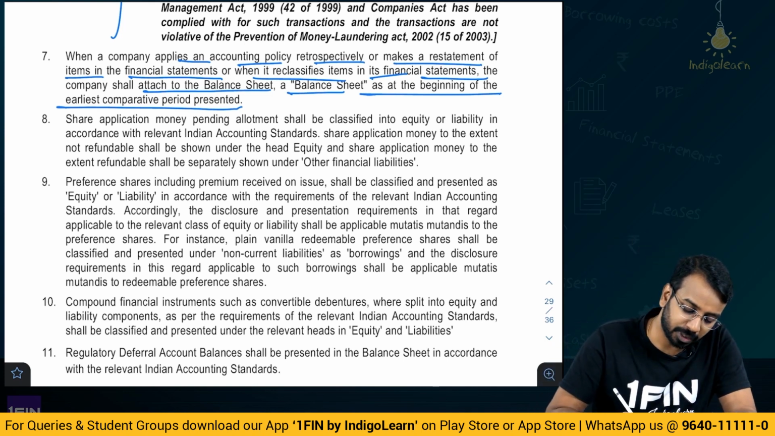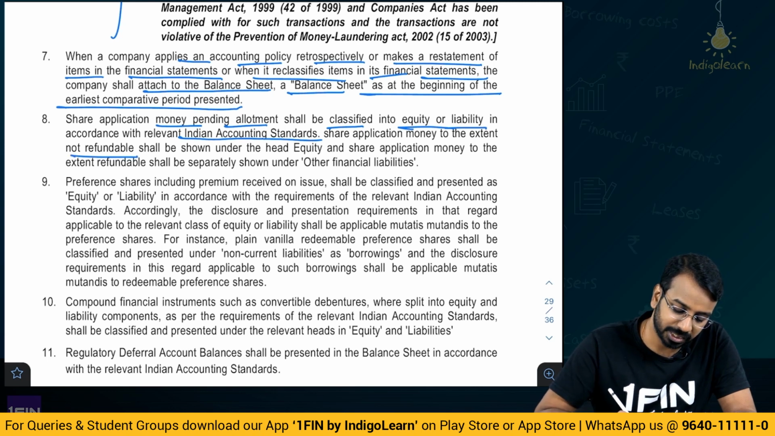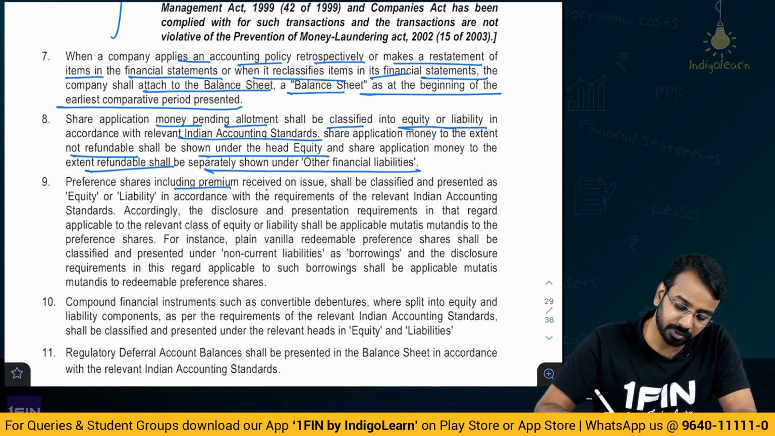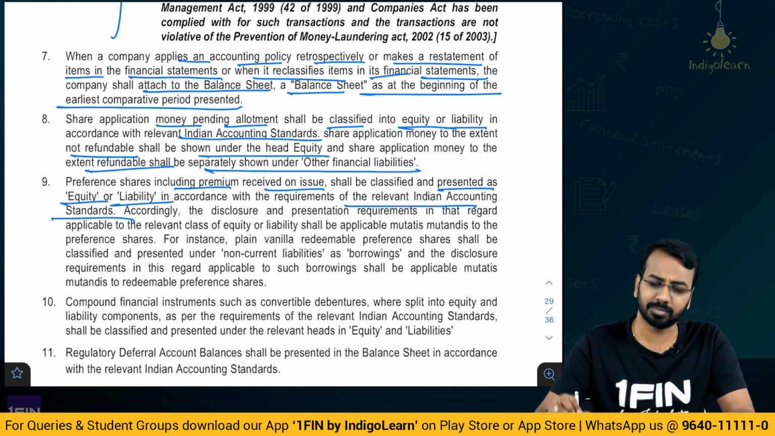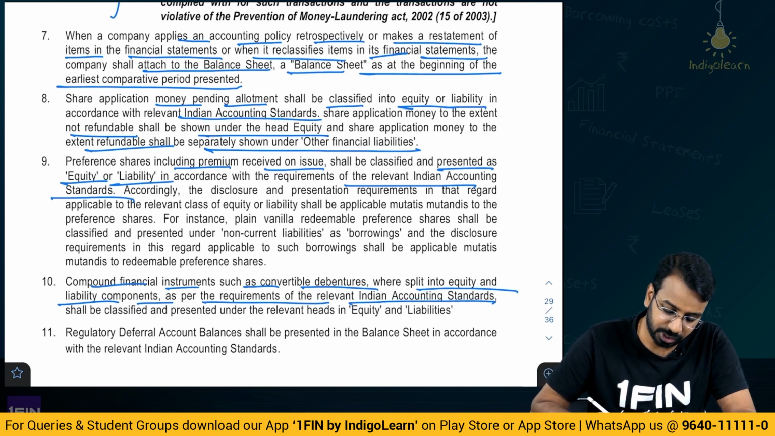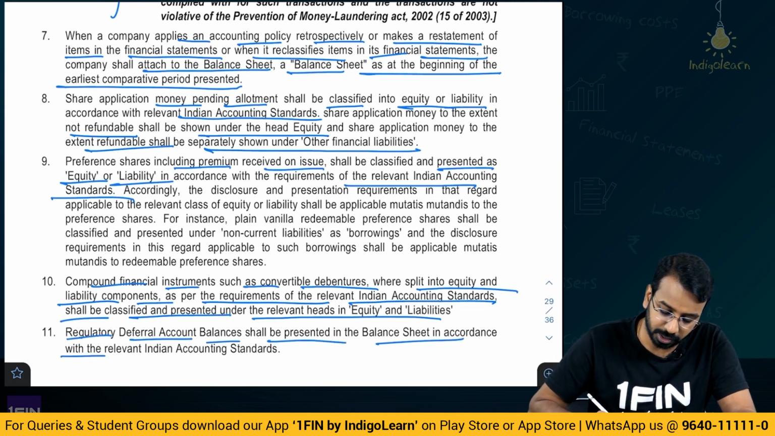Then, share application money pending allotment shall be classified into equity or liability in accordance with the relevant Ind AS. Share application money to the extent non-refundable shall be shown under equity, and to the extent refundable shall be shown under other financial liabilities. Then, preference shares including premium received on the issue shall be classified and presented as equity or liability in accordance with the relevant Ind AS. Again, the same thing. Compound financial instruments such as convertible debentures were split into equity and liability components as per the requirement of relevant Ind AS shall be classified and presented under relevant heads in equity and liabilities. Regulatory deferral account balances shall be presented in the balance sheet in accordance with the relevant Ind AS.